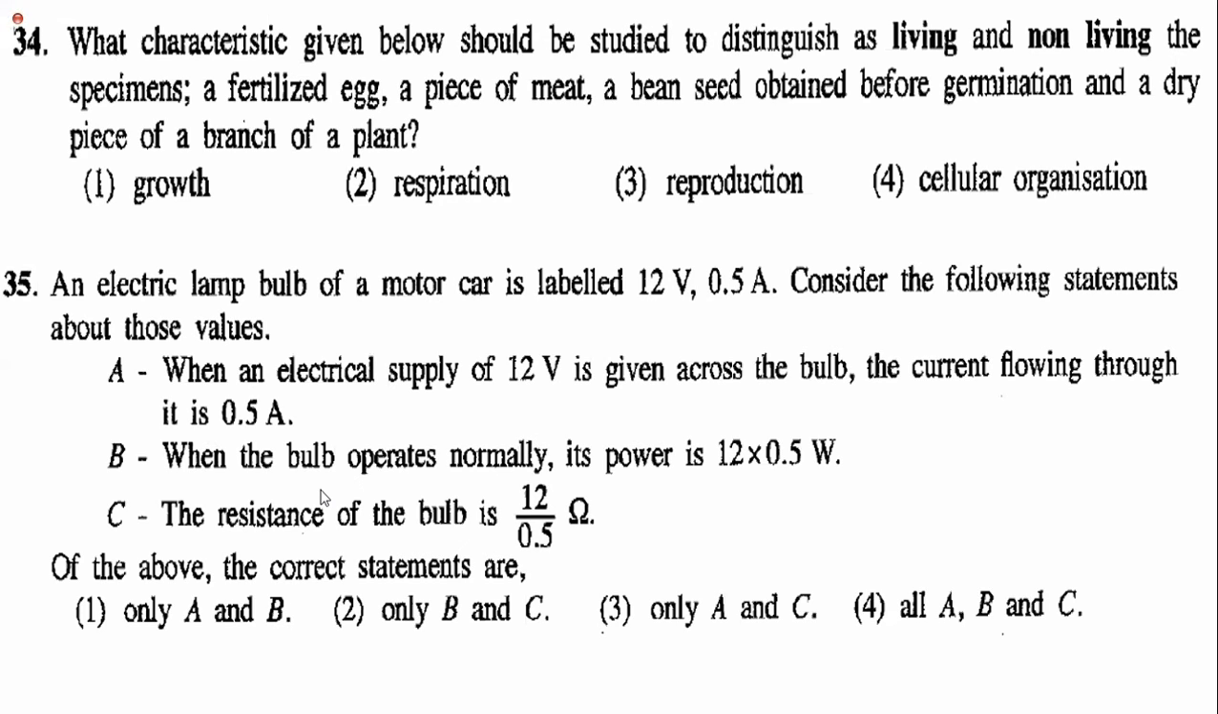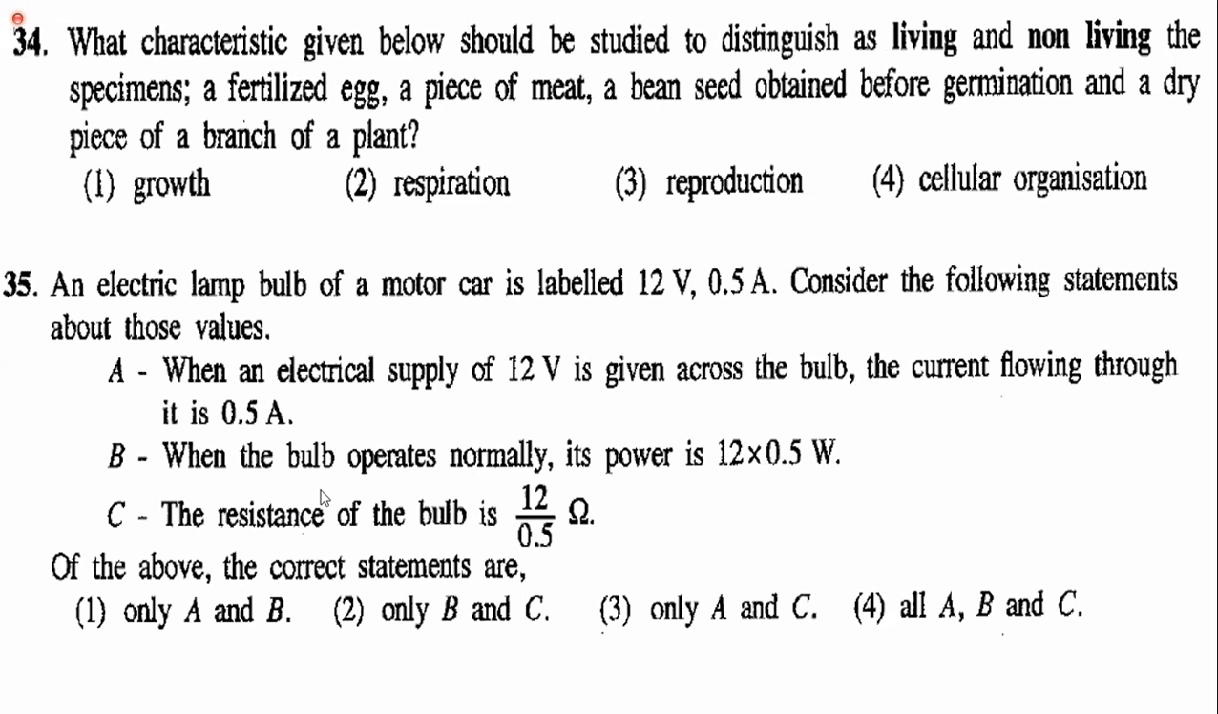Second, let's see. When it operates normally, P is equal to VI. According to the equation, P is equal to VI. V is 12 and I is 0.5. Don't consider that as 0.5 watt. It is not 0.5 watt. It is 12 into 0.5 watt. Right?